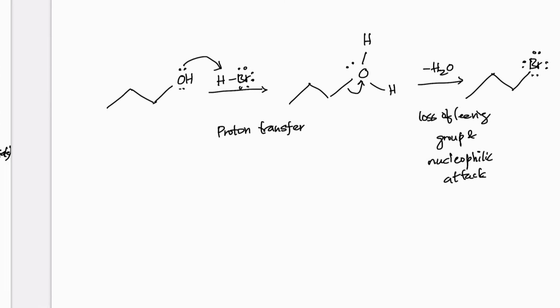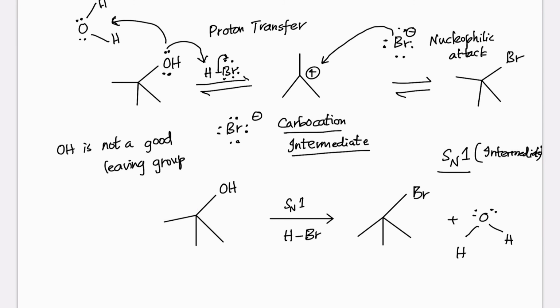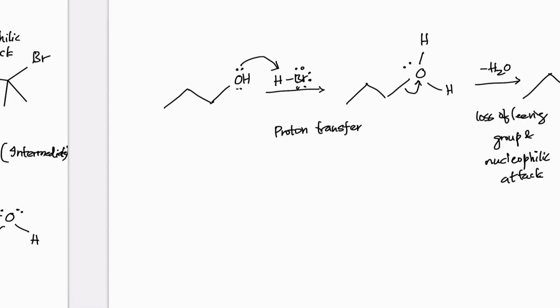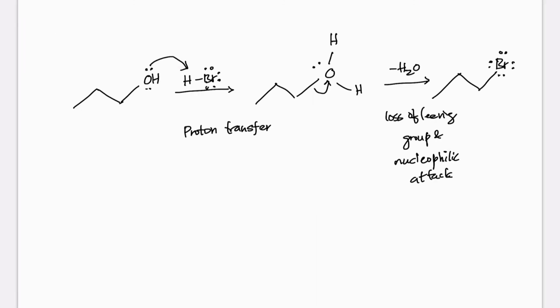Remember that in the last step, when you notice that it did not happen simultaneously, the loss of the leaving group happened separately and formed an intermediate, and then underwent a nucleophilic attack. But here, both of them occurred simultaneously. So this is the reason why it's an SN2 reaction. If a reaction occurs where there is no intermediate formation, we call it an SN2 reaction.